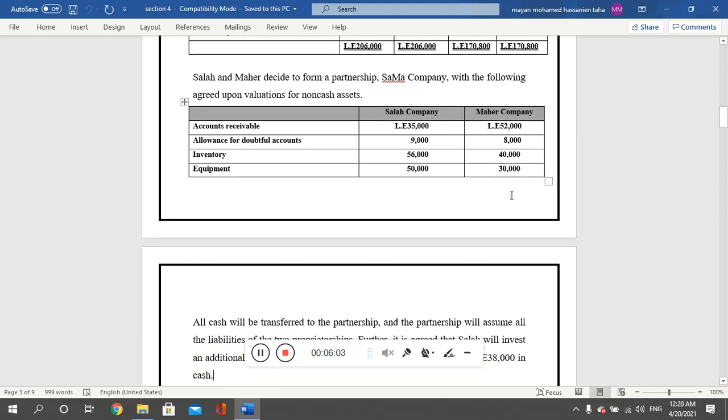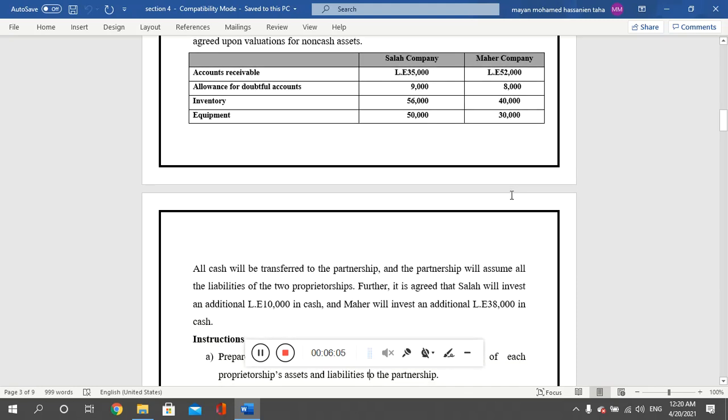All cash will be transferred to the partnership. Salah's cash will be transferred to the partnership and Maher's cash will be transferred to the partnership, and the partnership will assume all liabilities of the two proprietorships.